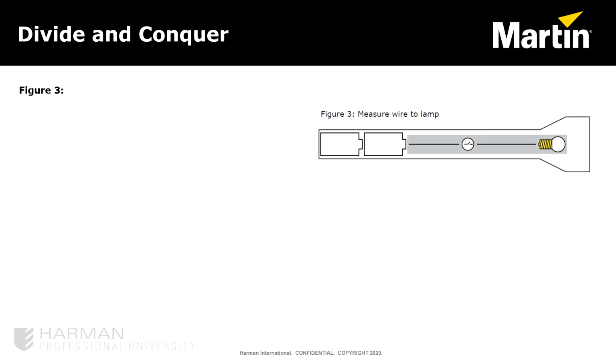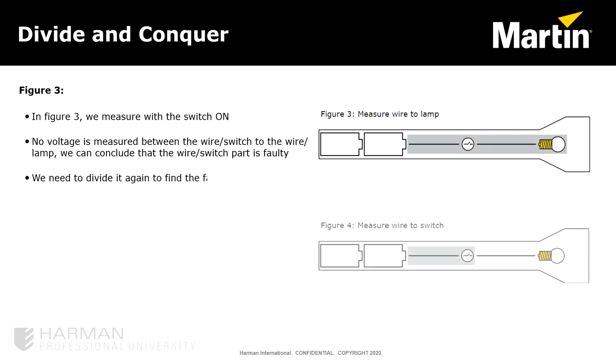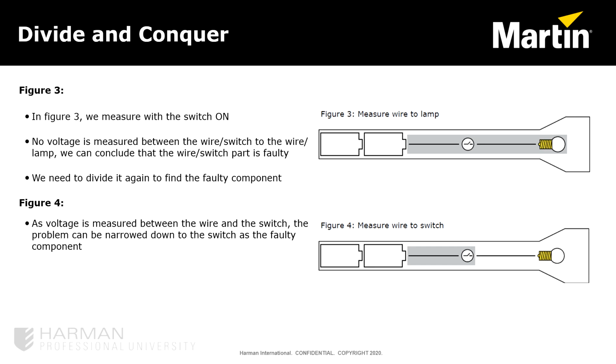To continue the flashlight troubleshooting example, after further dividing the next section into two for testing to find the fault, take a measurement for the voltage between the wire near the batteries and the lamp with the switch on, as in Figure 3. If no voltage is measured, then divide the parts further and measure for voltage between the wire near the batteries and the switch, as in Figure 4, to determine if the switch is the faulty component.